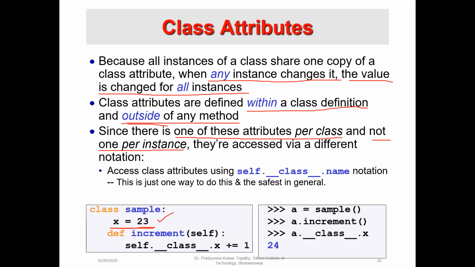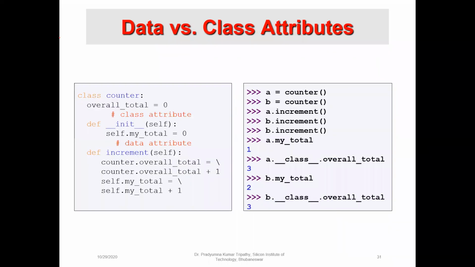We can use it through the object too, but again we have to write it. Suppose we have a is equal to Sample. So a is an object. Through the object, I can call the function. To access x, I will write a dot class dot x. A dot class dot x. I hope it is understood.